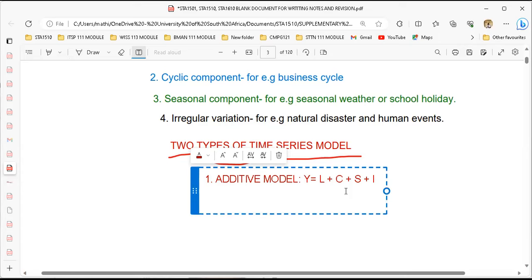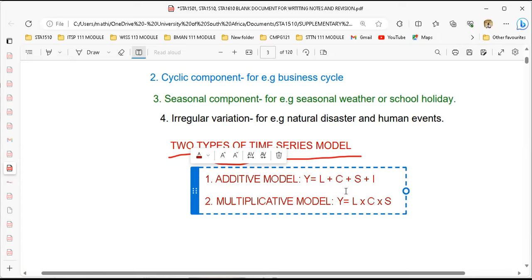Let's go to number 2. Number 2, we have the multiplicative model. Y is equal to what? Obviously, because it's multiplicative, it means you have to multiply. We're still going to use the same formula, but this time we have to multiply. Multiply by C, and then multiply by S, and then multiply by I. So this is our formula.